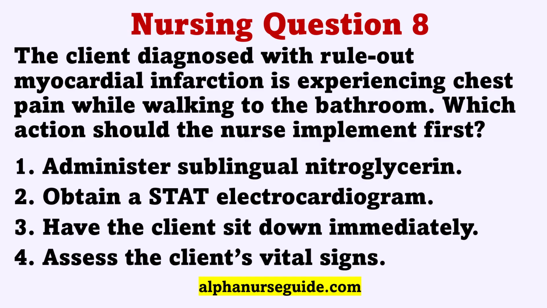Have the client sit down immediately. Stopping all activity will decrease the need of the myocardium for oxygen and may help decrease the chest pain. The nurse must assume the chest pain is secondary to decreased oxygen to the myocardium and administer a sublingual nitroglycerin tablet, which is a coronary vasodilator, but this is not the first action. An ECG should be ordered, but it is not the first intervention.